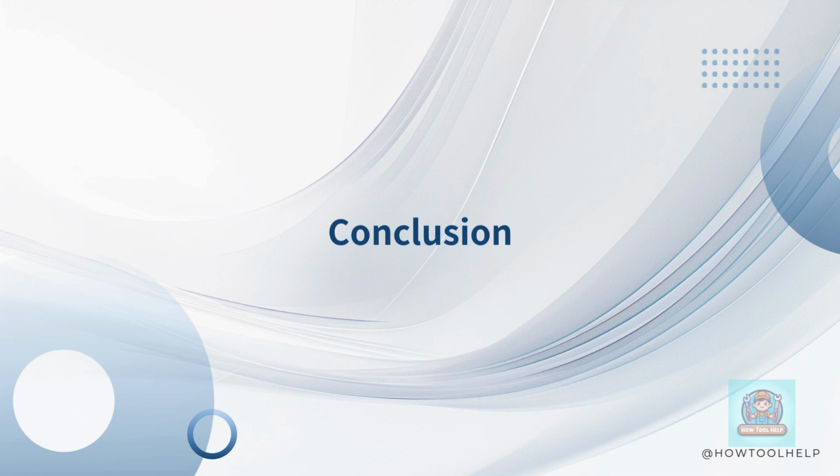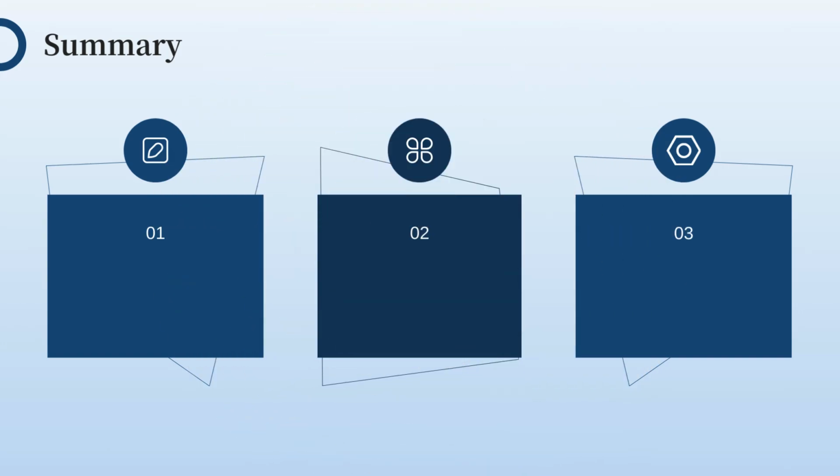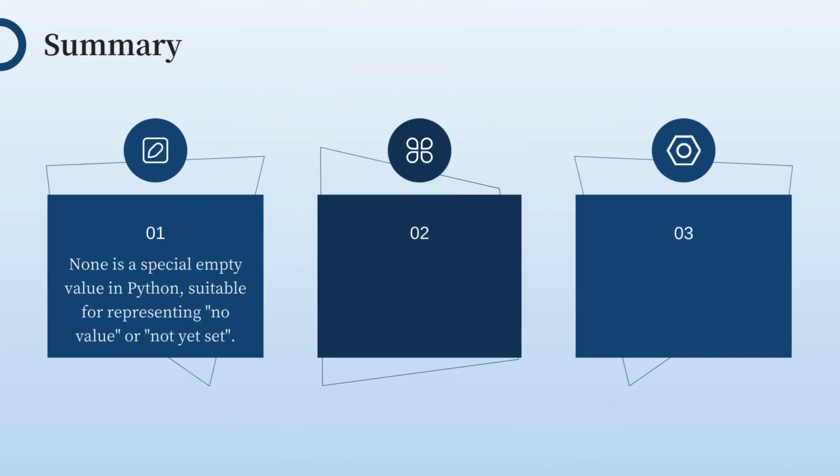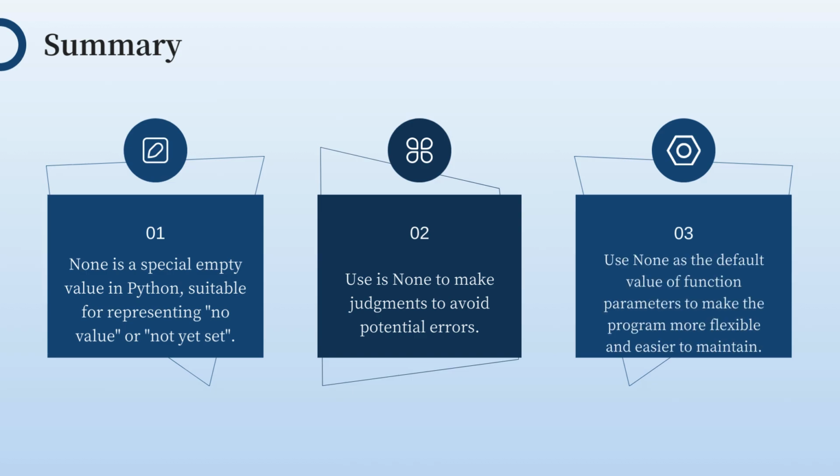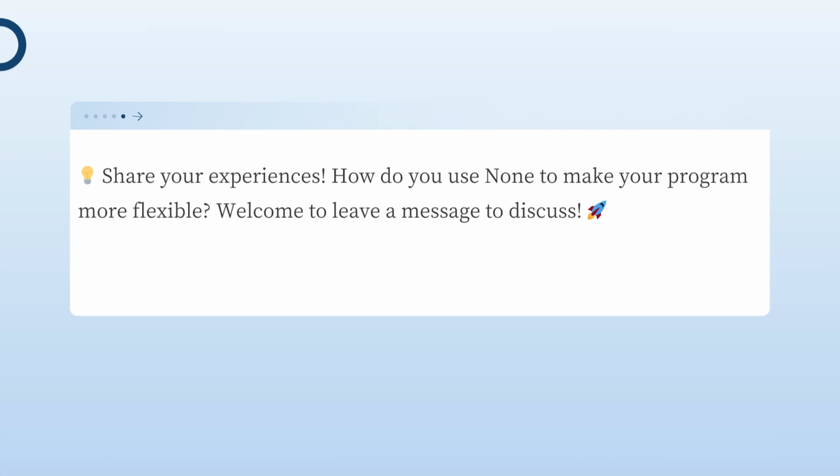Summary. Today, we learned about the special properties and uses of None in Python. None is an ideal choice for representing no value or not yet set. We also learned how to use "is None" for judgment to avoid potential errors. In addition, making good use of None as the default value of function parameters can make the program more flexible and easier to maintain.